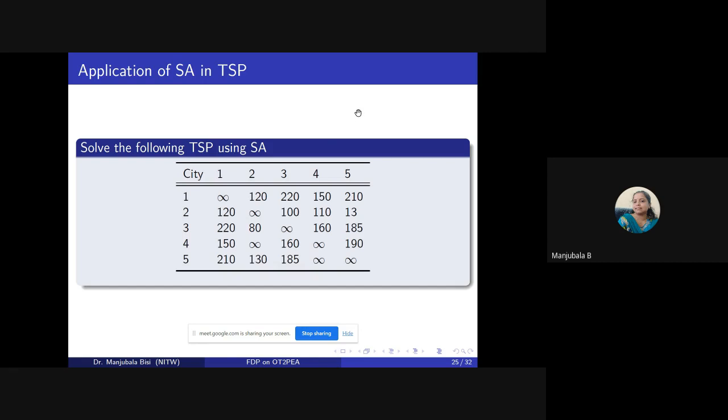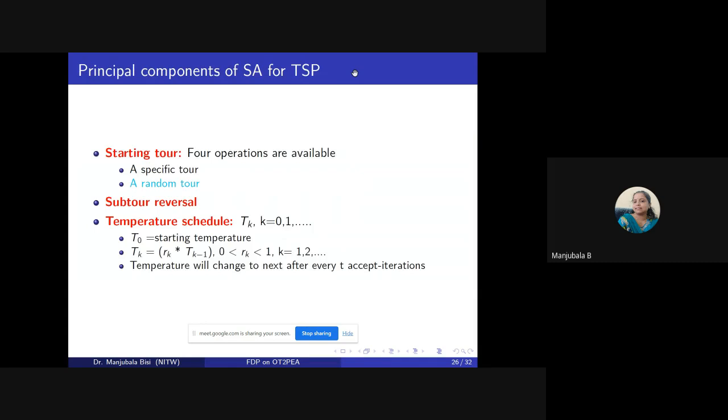So how to formulate? Only one thing is there: you have to formulate the neighboring solution. How to formulate the neighboring solution? In the traveling salesperson problem, you can perform the neighboring by using the reversal technique, right? So you have to pairwise reverse the cities in the traveling salesperson problem. What are the components of the simulated annealing algorithm here? First, you have to find out the starting tour, that is, the initial solution of the given problem. You can consider a specific tour, or you can consider a random tour, right? Then tour reversal you have to do for finding the neighboring of a tour.